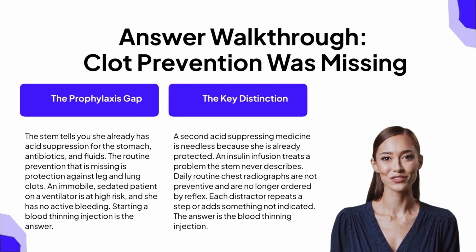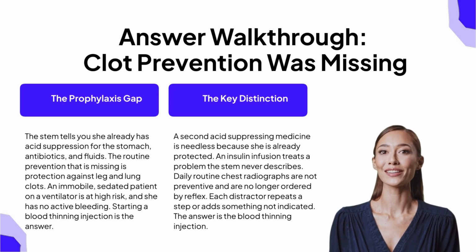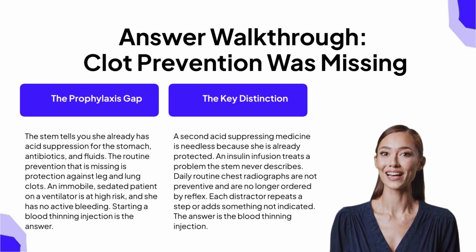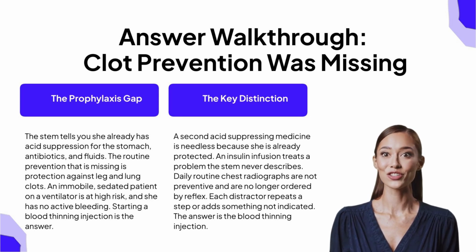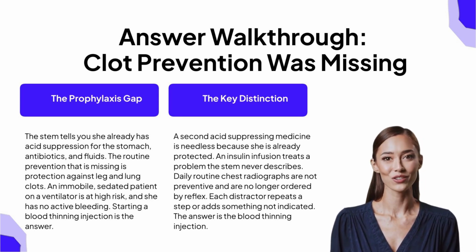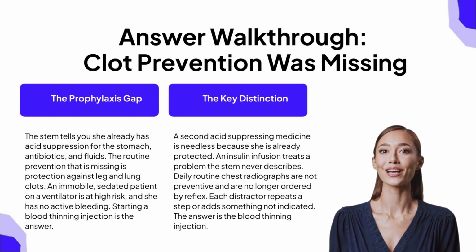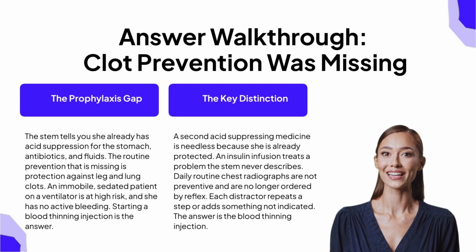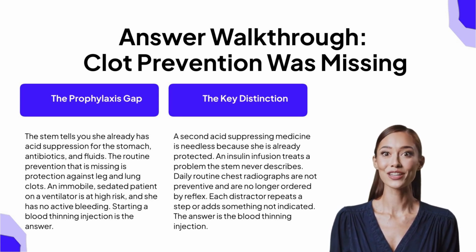Now, the key distinction between the wrong choices. Adding a second acid-suppressing medicine is needless because she is already protected against stomach bleeding. Beginning an insulin infusion treats a problem the stem never describes. Ordering daily routine chest radiographs is not a preventive measure, and reflex daily films are no longer recommended. Each distractor either repeats a step already done or adds something that is not indicated. The correct answer is to start a blood-thinning injection to prevent clots.